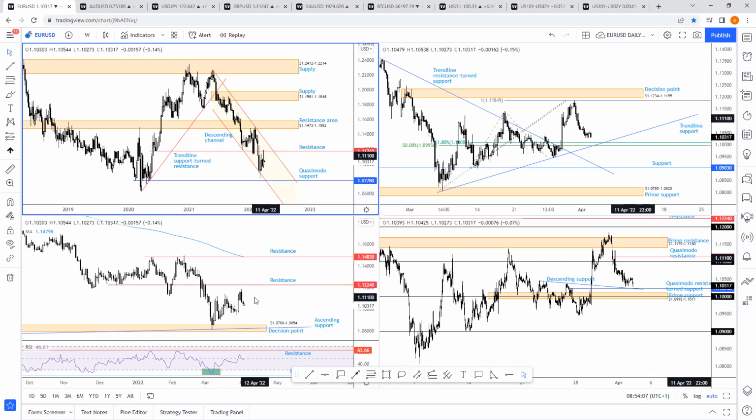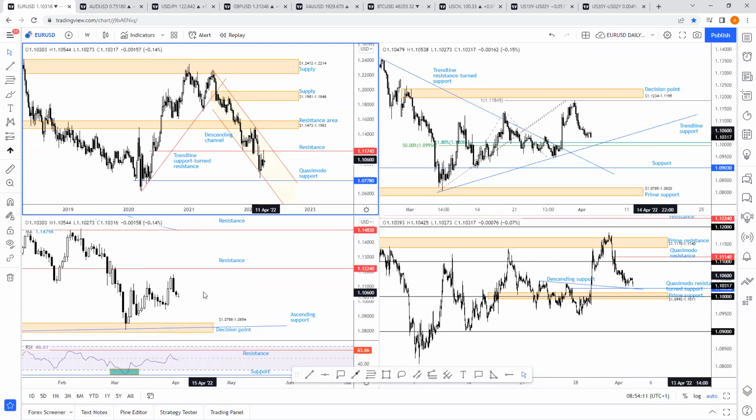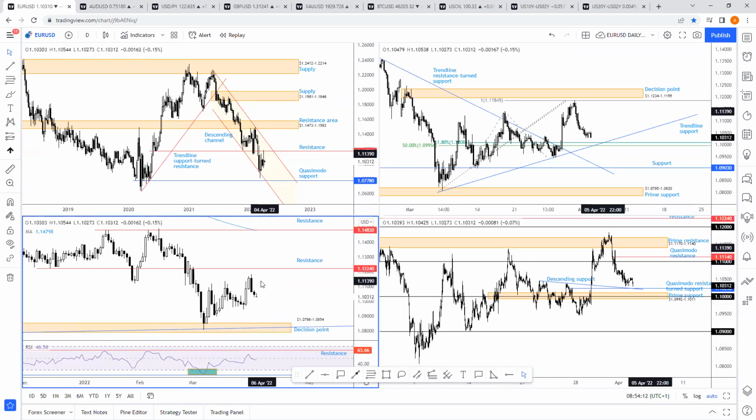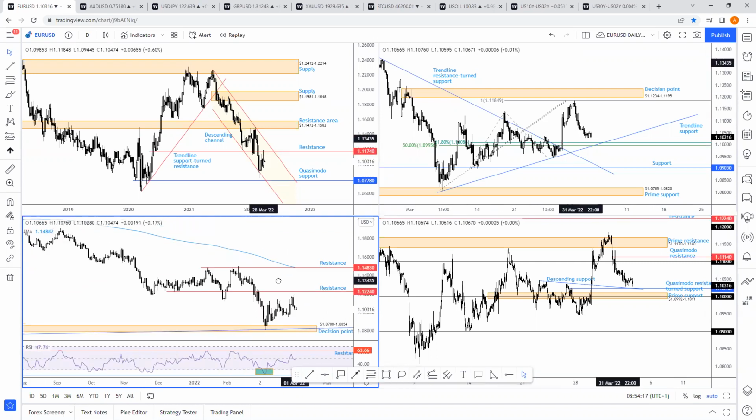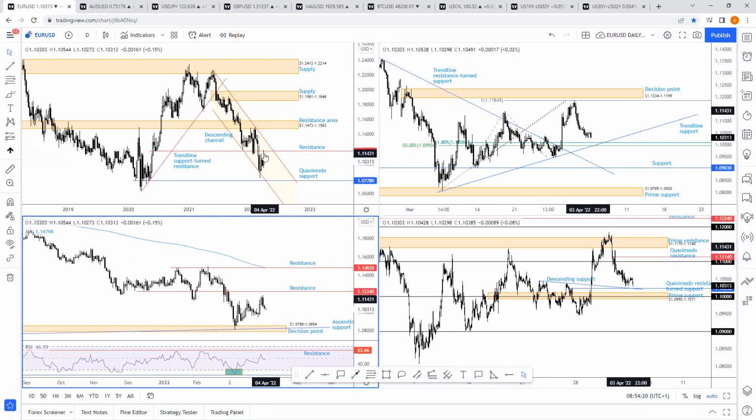Now, a key point to note on the daily time frame here. Let me just zoom in. We did have a bearish outside reversal form on Thursday last week. Now, this formed as we tested the weekly resistance. So this added weight to the possibility of further downside pressure.